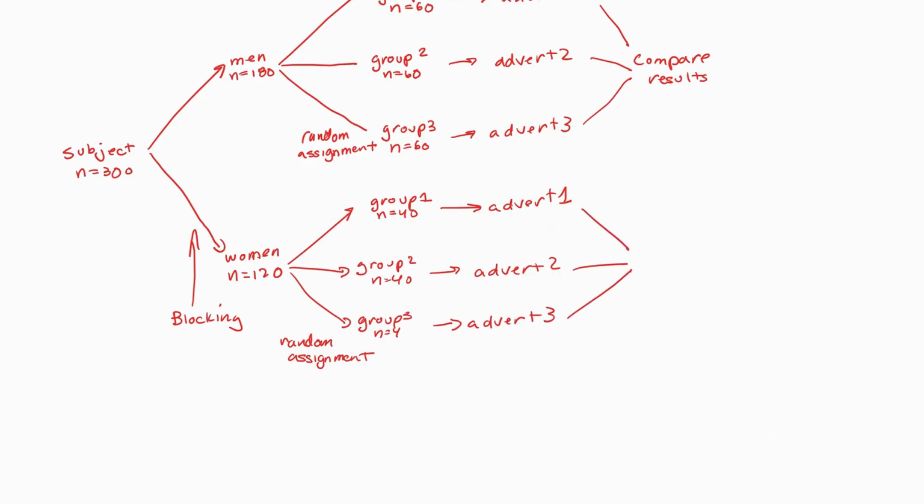And when we're done, we can compare the results within the women. And when we're done, we can compare the results in general. Okay, that answers that part. It says, how would you carry out the random assignment for your design?